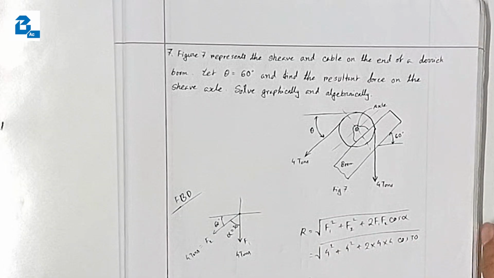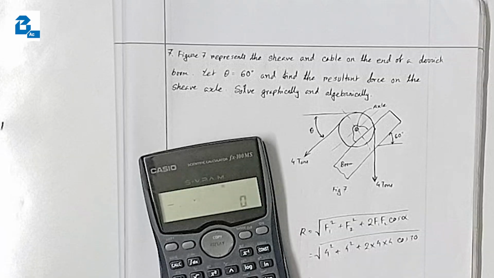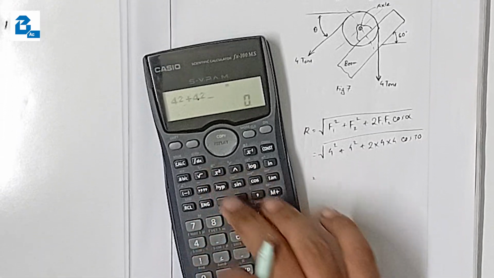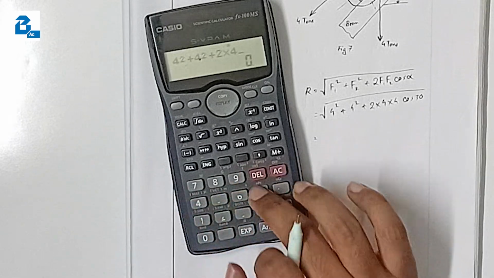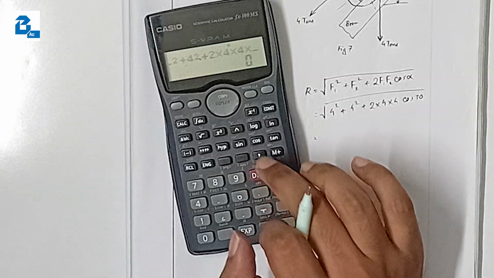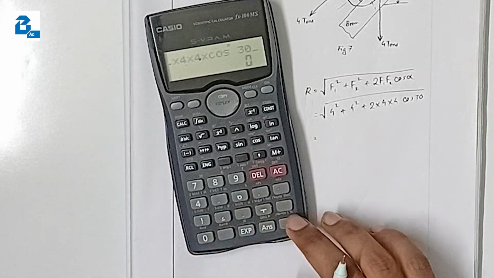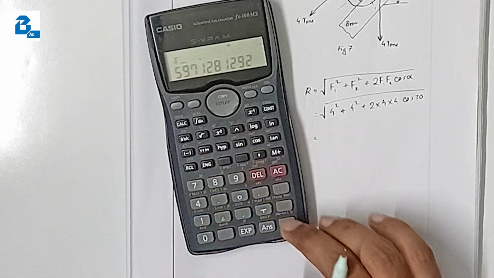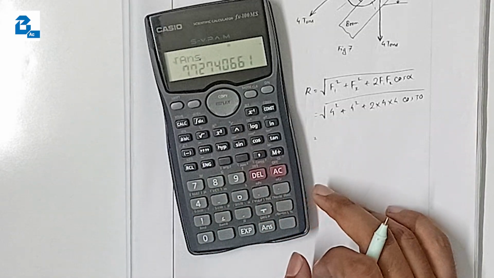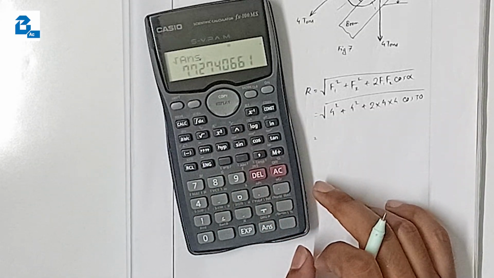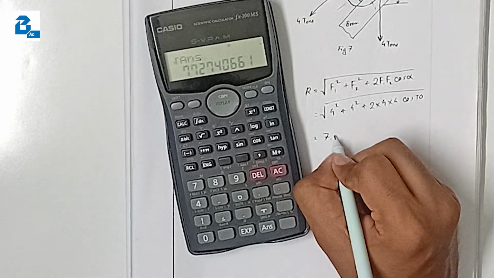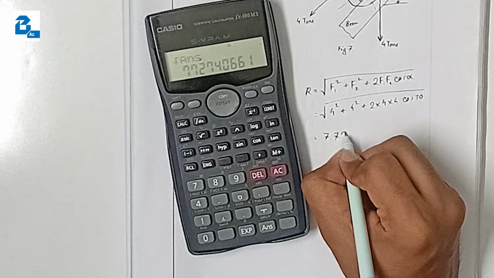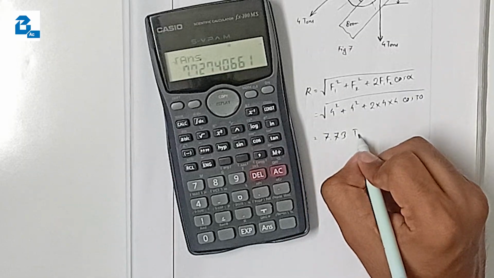And then let's calculate it. We get root over 4 squared plus 4 squared plus 2 into 4 into 4 into cos 30. We get 7.727, or we can write it as 7.73 tons.